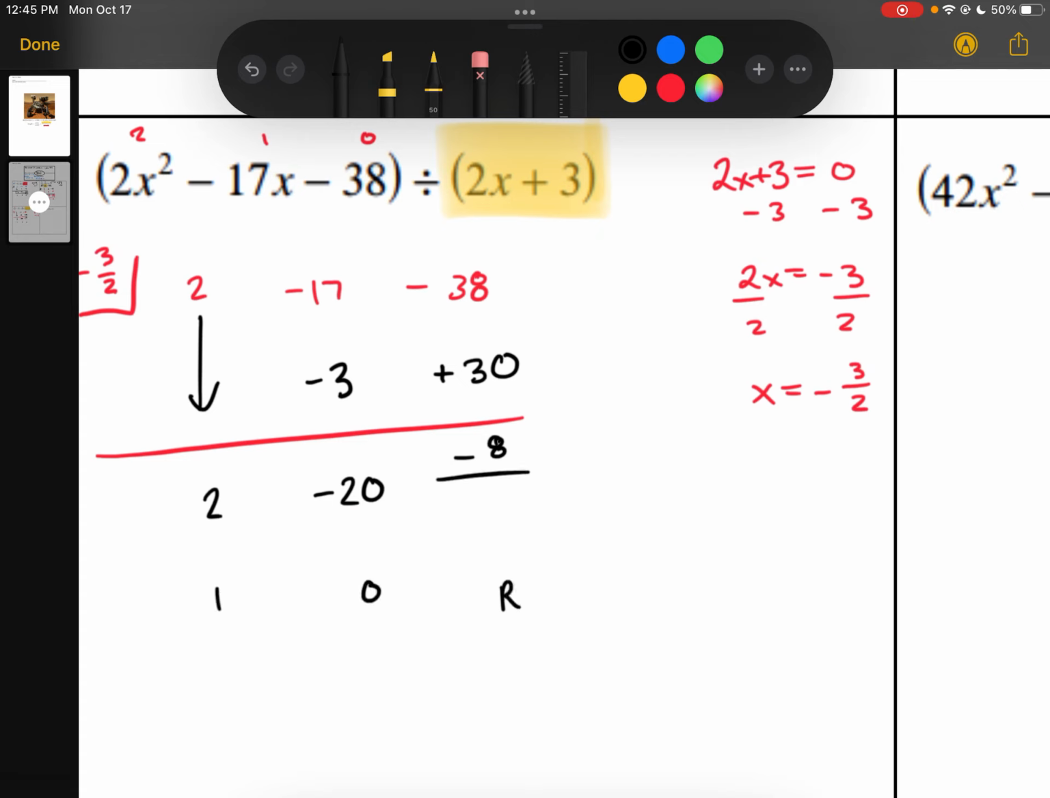We have our constant, and we have our first degree x term. So -8 over 2x plus 3. Leave -20 as it is, and put our x next to our 2. And that'll be our fully divided answer there.